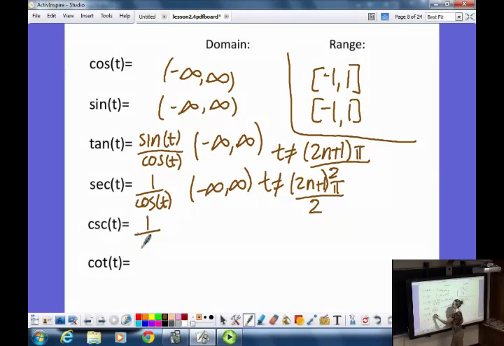1 over sine of t. Correct. So, what number can we not divide by? 0. So when is sine of t equal to 0?